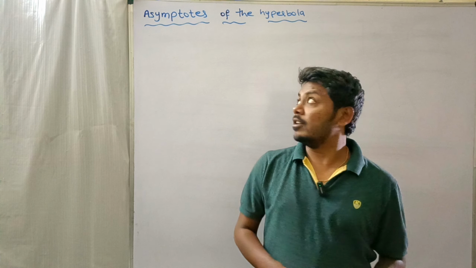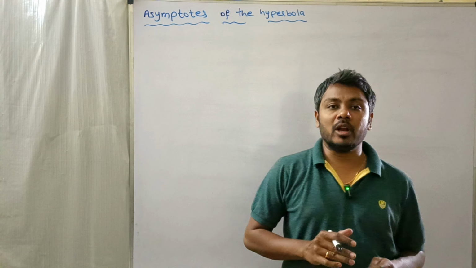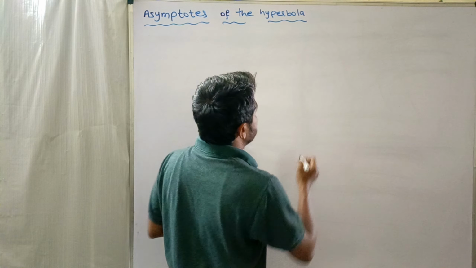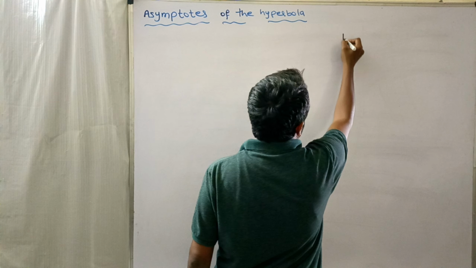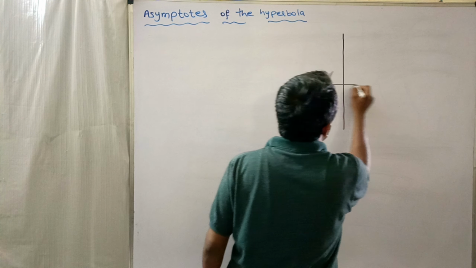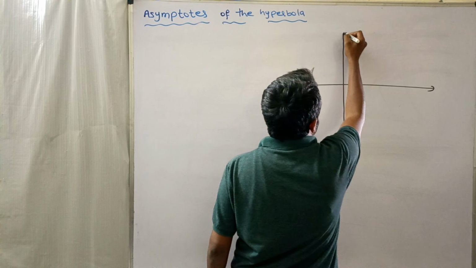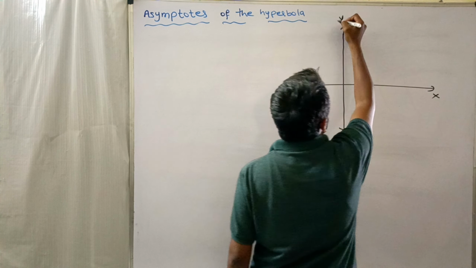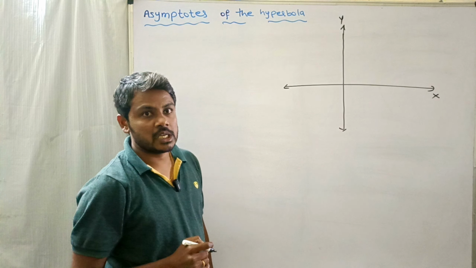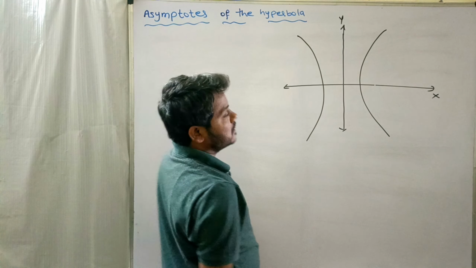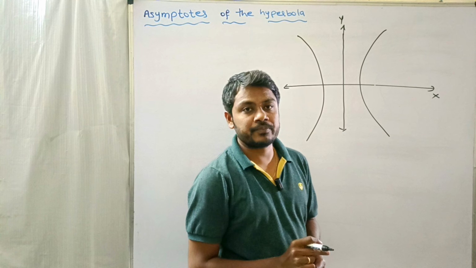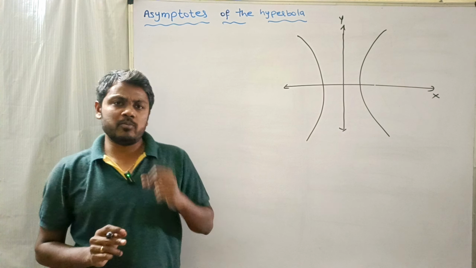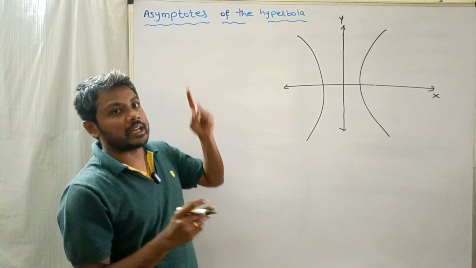So here, to find the asymptotes of the hyperbola, first we draw the hyperbola. Consider the coordinate axes. Both the x and y axes are called the coordinate axes. Draw the hyperbola. This is the hyperbola figure. Now here we can find what? The asymptotes of the hyperbola. We already discussed asymptotes.